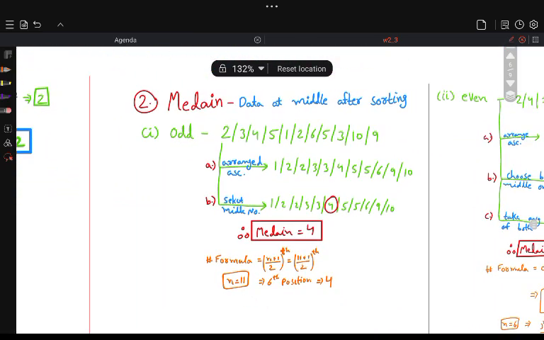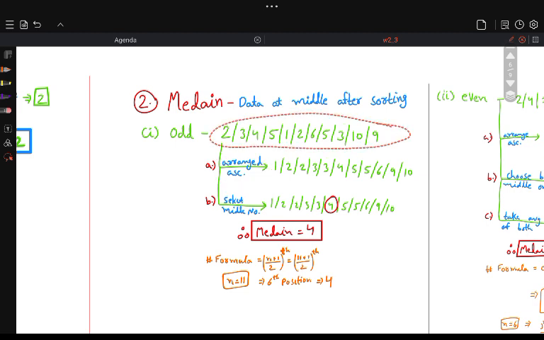Second comes the median. Median is nothing but arranging the data set into ascending or descending order. Then the middle element of the data set after sorting will give us the median. So first step is to arrange the data. For example, we have given the data and we arrange it in ascending order. Select the middle number. In our case, the middle number is 4, and therefore the median will be 4.